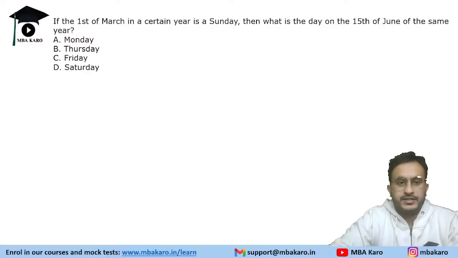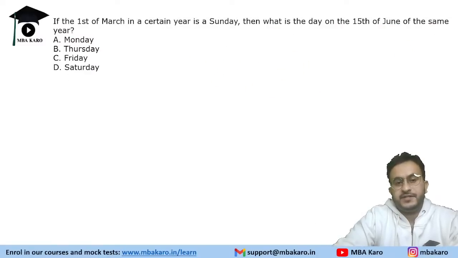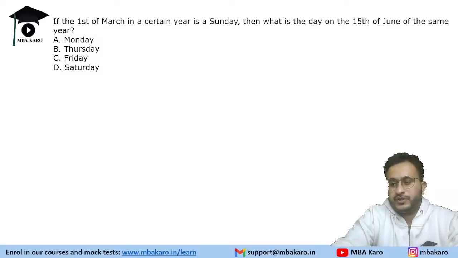All right. Let's see the next question. If the 1st of March in a certain year is a Sunday, what will be the day on the 15th of June of the same year? There should have been one option, cannot be determined. Some people would mark that as the answer.